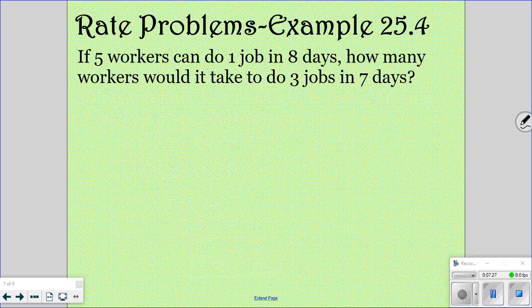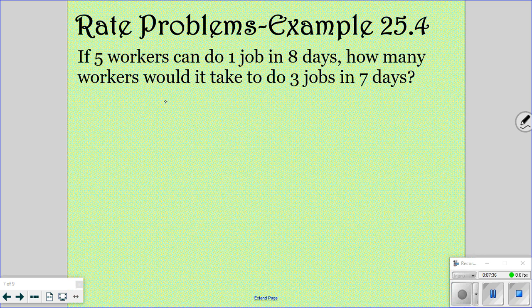Now we're going to look at a different kind of formula. It says 5 workers can do 1 job in 8 days. How many workers would it take to do 3 jobs in 7 days? So when you have a random problem like this, your formula is RTW equals job.